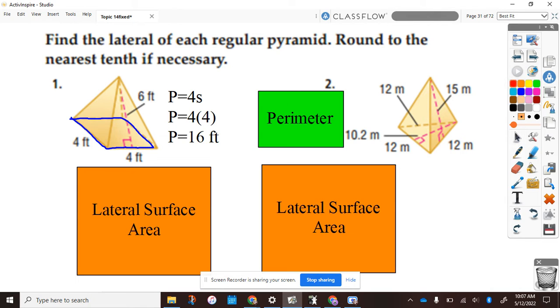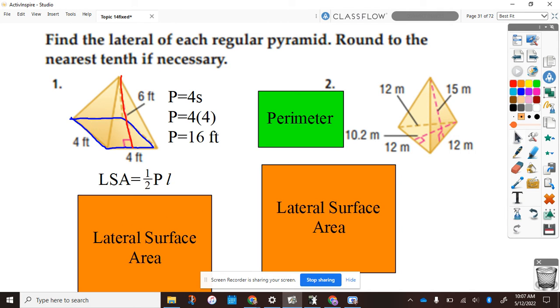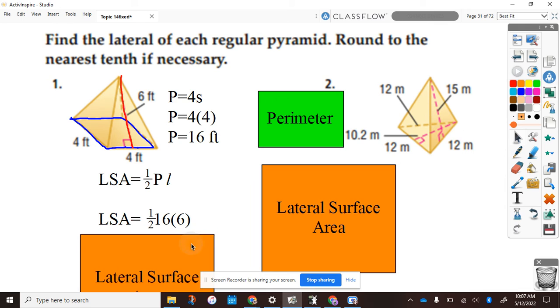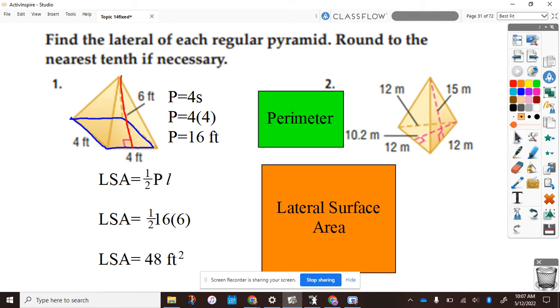I'll trace that in a different color. Our slant height right here, going from the top vertex down the outside of one of those triangular faces. That's our slant height. So we plug it into the formula. P is 16, L is 6, so 1/2 times 16 times 6. Our lateral surface area is 48 square feet.